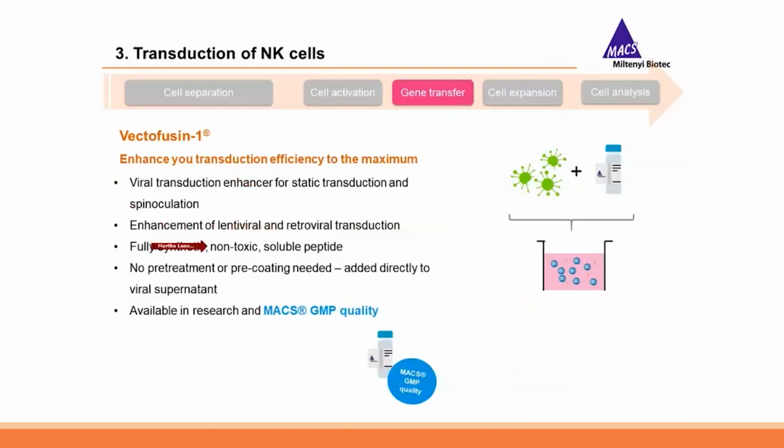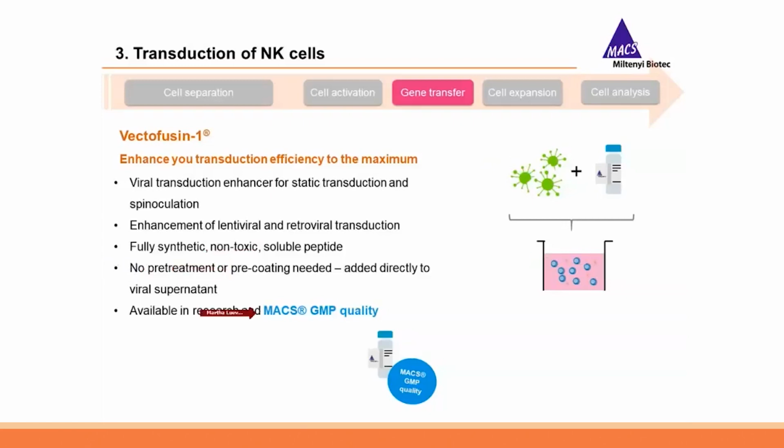It is really easy to use. You only need to mix your vectorfusin with your cells, and then after that you just have to do a wash and that's it. There's no need for pre-treatment or pre-coating compared to other systems. And most importantly, you do it in your research setting and can easily transfer to GMP.